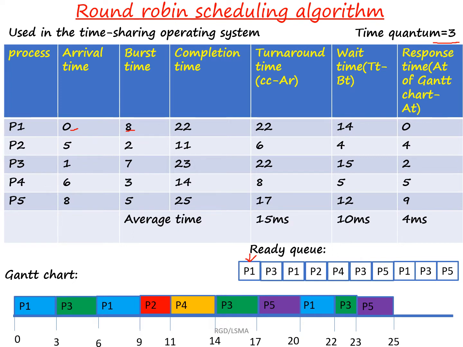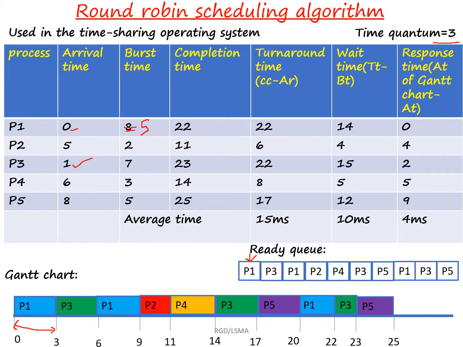As we already mentioned, the CPU will execute a maximum of 3 units of time for each and every process. So the P1 process burst time is given as 8, but the CPU will execute only 3 units of time. So 8 minus 3 is 5. There are 5 more units left to complete the execution of the P1 process. When the CPU is executing the P1 process, you have to check if any other process has arrived in the ready queue. So based on the arrival time, you can check from 0 to 3 for any process waiting in the ready queue.